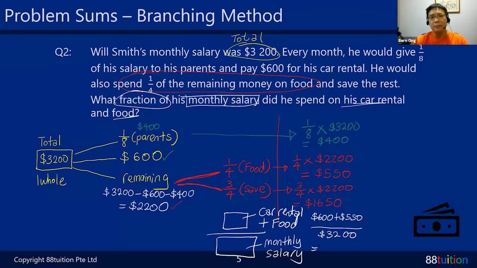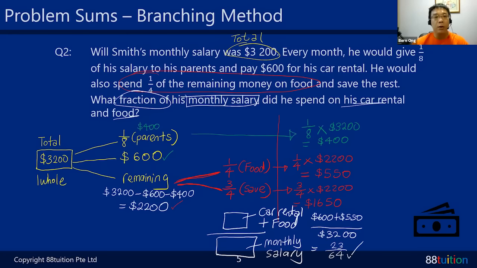Press your calculator now. Press the fraction key. You know the fraction key, right? The up and down one. You can press 600 on top plus 550. Press the denominator button, 3200. Bam, answer, 23/64. Many of you already got this answer. Is this the fraction that they want? Yes, this is the fraction that they want.